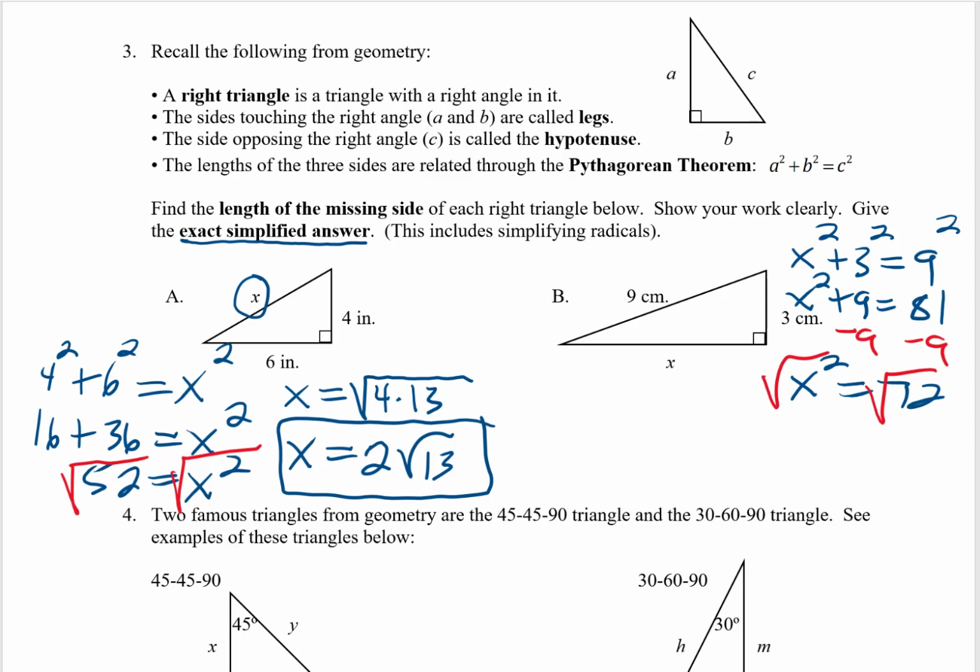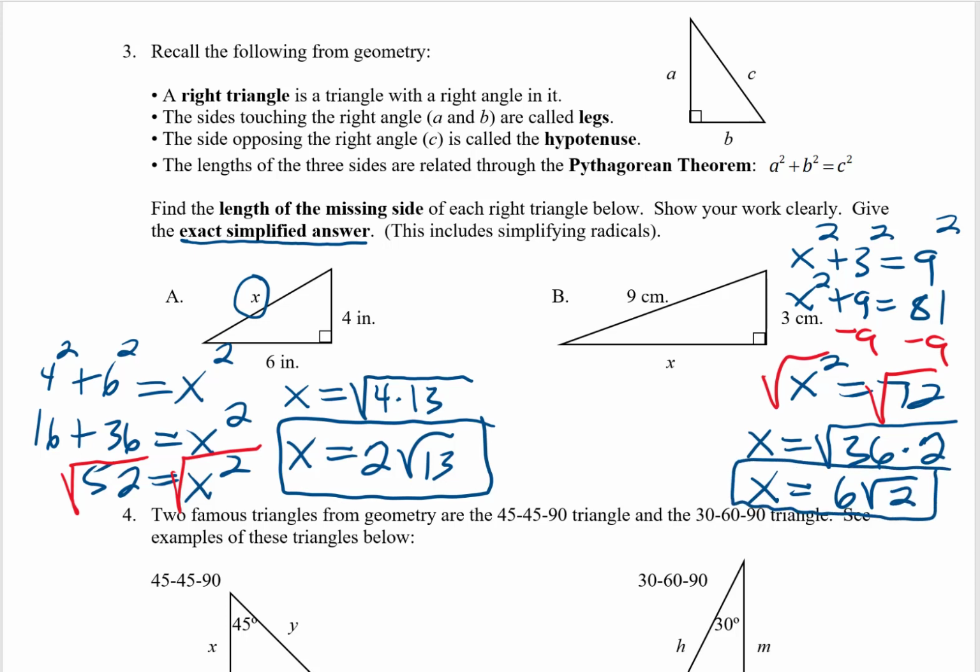Can I simplify square root of 72? Well, I'm always looking for the largest perfect square that goes into that number. In this case, it's 36. Square root of 36 comes out as a 6, and so my final answer is x equals 6 square root of 2.